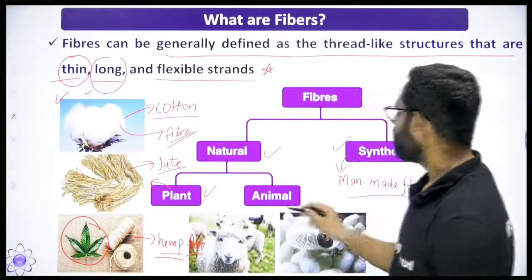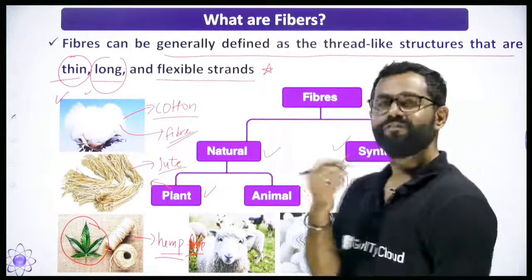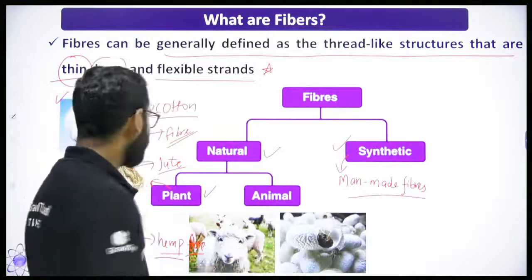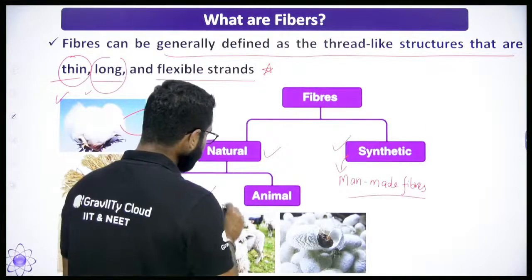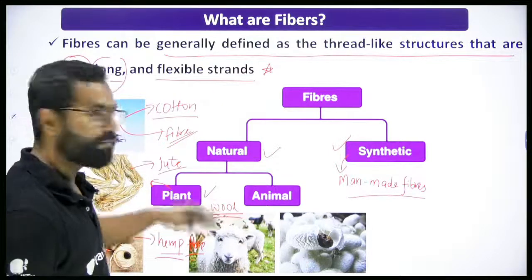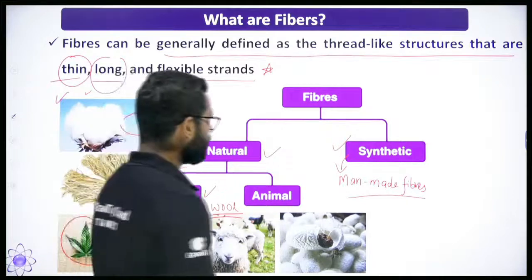Similarly, when we talk about the animals, now we know we get the wool from the sheep, right? Wool is a kind of fiber. So wool is a fiber which we get from an animal, which is the sheep. Similarly, silk.